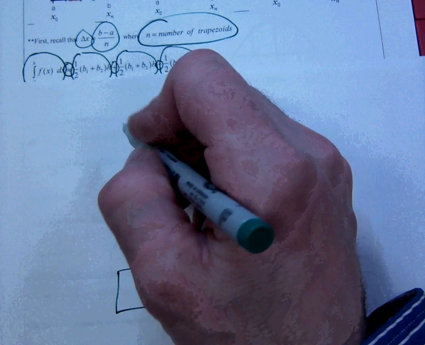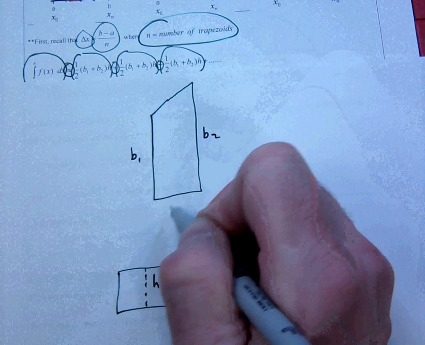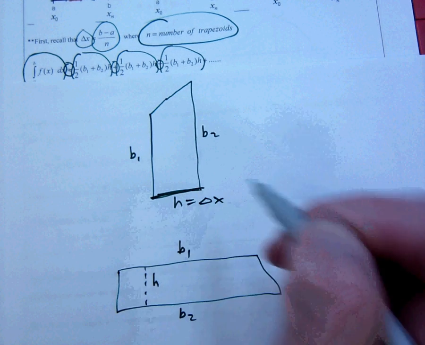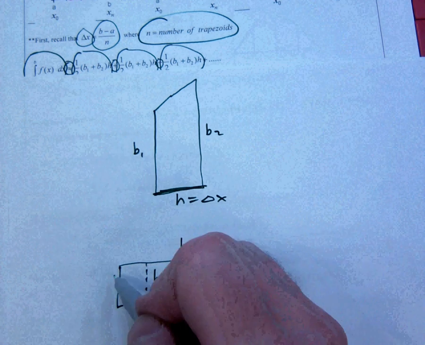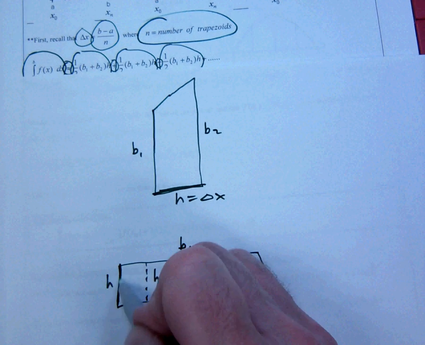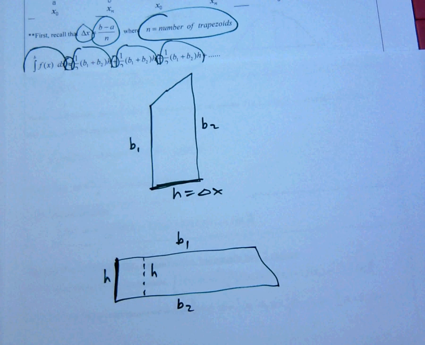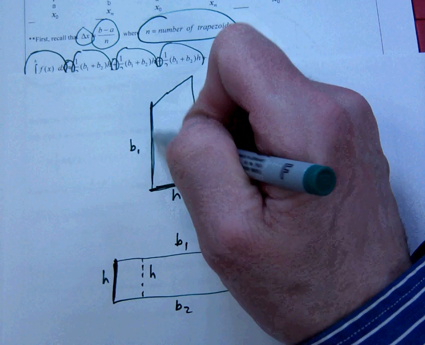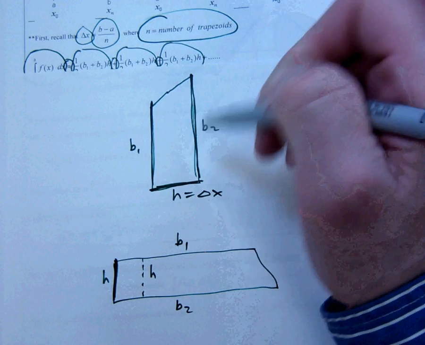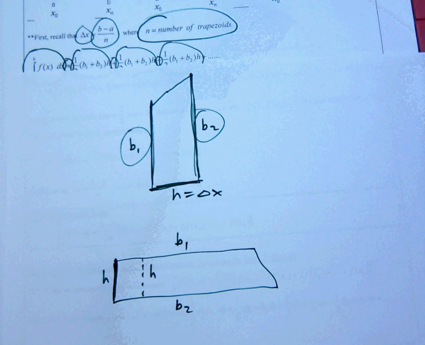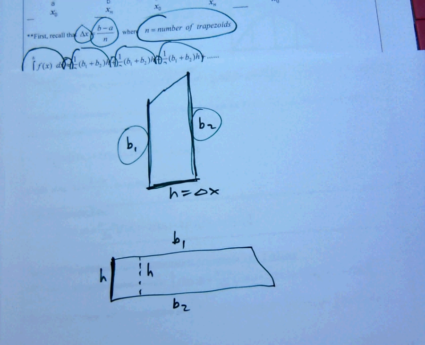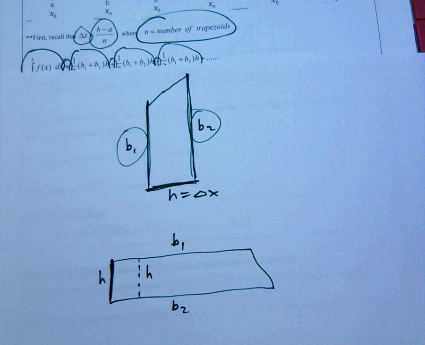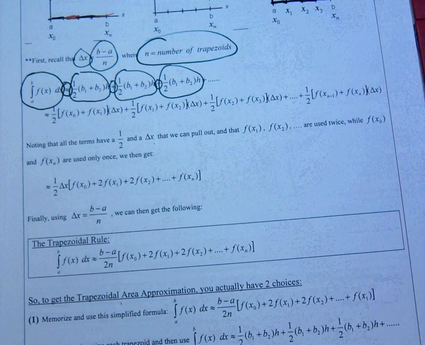And so everybody agree that if you look at it the other way, the delta x's are your heights now, aren't they? Yes? This is your h. As long as this is perpendicular, which it is. Are you following me that your h's are your delta x's and your y values on the endpoints of each subinterval are your b1 and your b2? Would you agree with that? Yes? Okay?